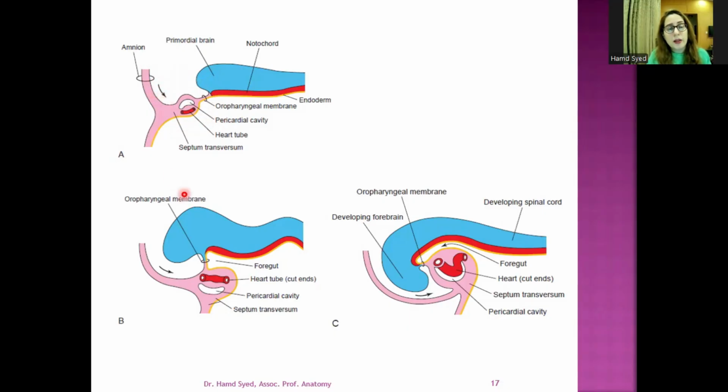If you look at the next diagram in the sequence of events, diagram B, this portion of developing heart surrounded by the pericardial cavity has now moved below, or ventral, and eventually it has come to lie caudal to the oropharyngeal membrane. This is because of the formation of the head fold. This is a repositioning of the developing heart tube.